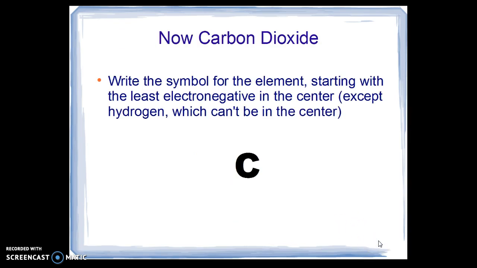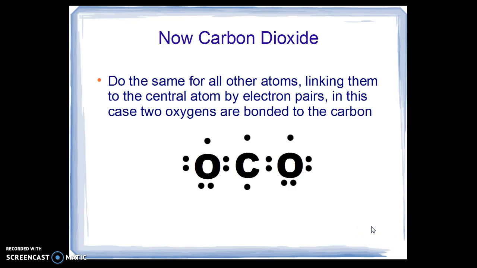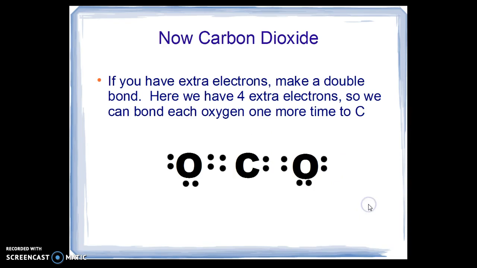Now carbon dioxide. Again, we write carbon in the center. It's the least electronegative of carbon and oxygen. We add the valence electrons as dots, surrounding the symbol in a clockwise direction. Then we add the oxygen, each one has 6 valence electrons, and so we will draw a covalent bond between the carbon and the oxygen atoms. We have extra electrons, as you can see, 2 on the carbon and 1 on each oxygen, and so we make a double bond between the carbon and its 2 oxygens.